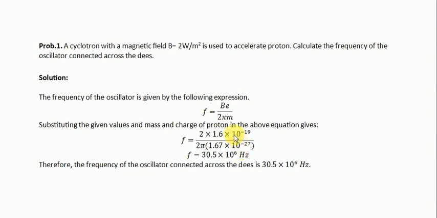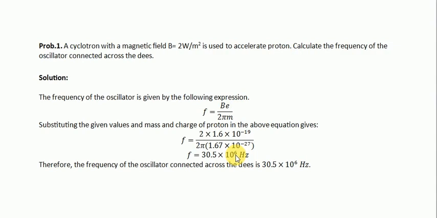Notice here that the 2 in the numerator matches the magnetic field strength B. The 1.6 into 10 to the power minus 19 represents the proton's charge and 1.67 into 10 to the power minus 27 is the proton's mass. Now, when we carry out the calculation, we find that the frequency F is approximately equal to 30.5 into 10 to the power 6 Hz or 30.5 megahertz. As it is 10 to the power 6, we can write it as megahertz.